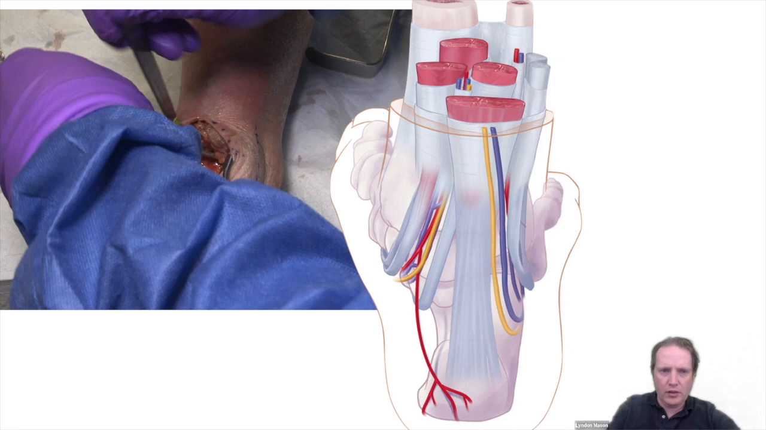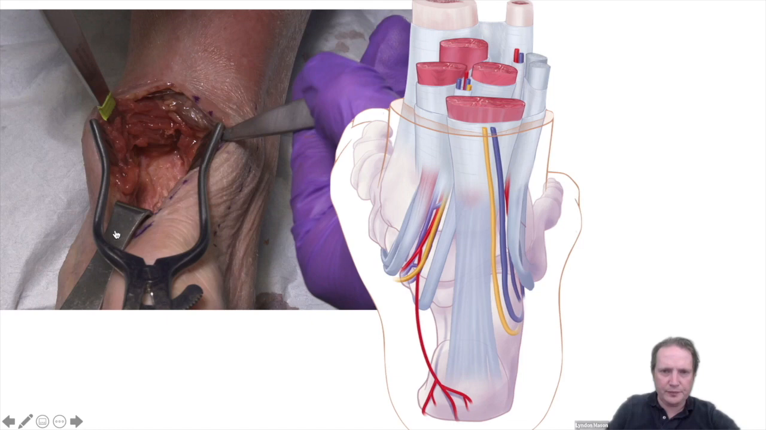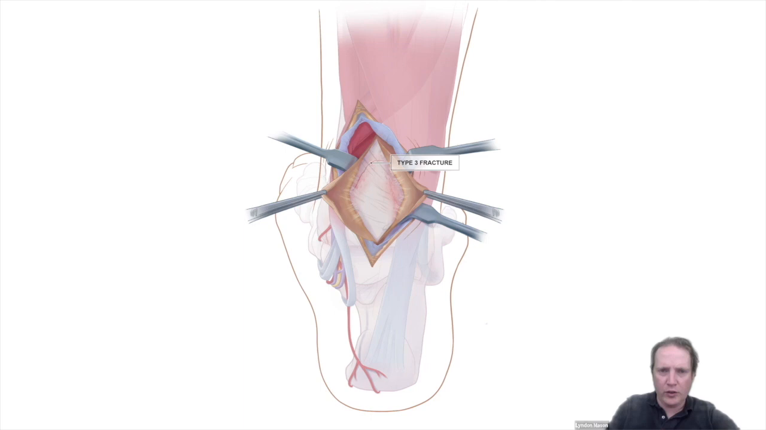is your periosteum. You can see the posterior aspect of the tibia. Your neurovascular bundle is below your flexor hallucis longus. The periosteum is opened to allow access to typically your type 3 fracture. Thank you. That's where I'll end.